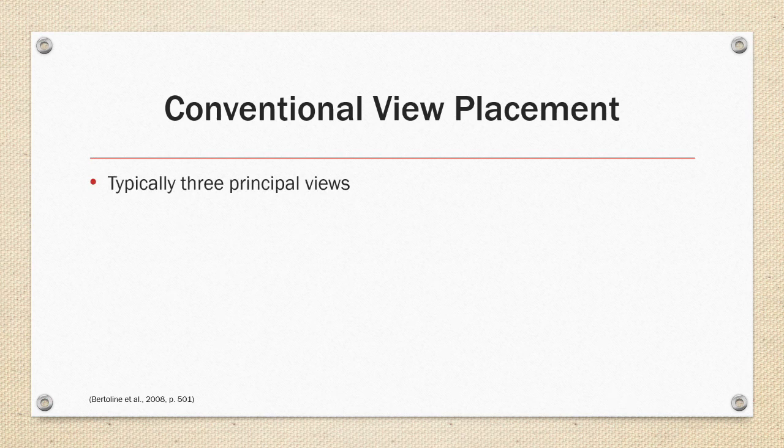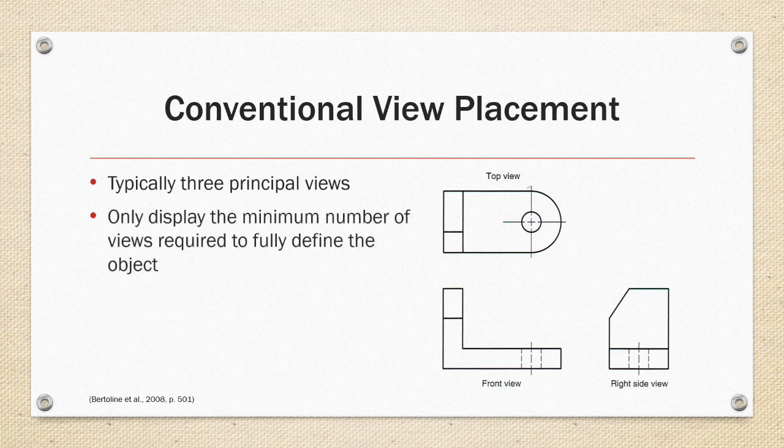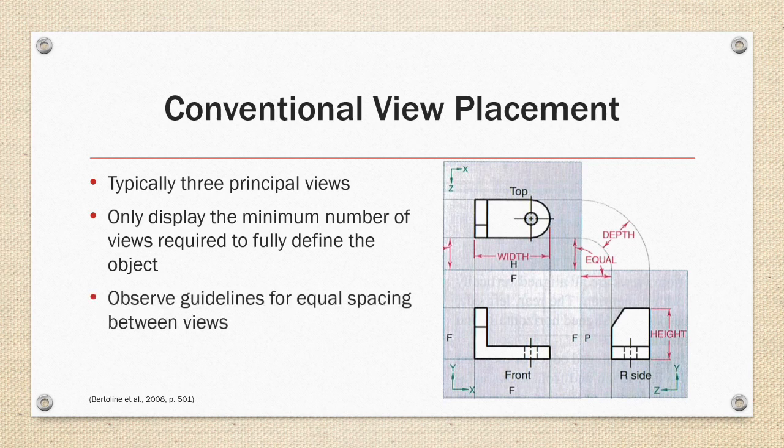Typically, there are 3 views used on most drawings, which are the front, top, and right side views. However, the rule is to start with the front view and display the minimum number of views required to fully describe the object, which might not require the conventional 3 views. Regardless of how many views you determine you need to describe an object, observe the guidelines for the views to be proportioned to each other and equally spaced, as shown in the example on the right.